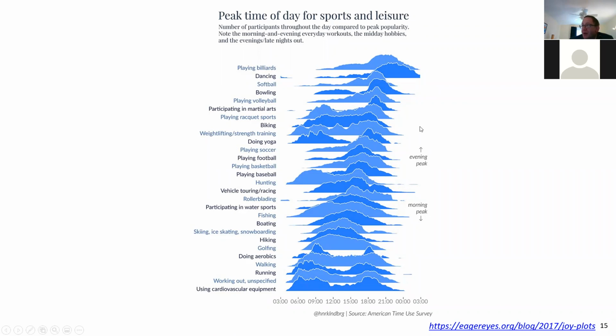Oh, and yeah, the evening peak ones are up here, the more morning peak ones are down here. So using cardiovascular equipment is down here. Running is down here. Everyone runs in the morning, it turns out. And playing baseball for some reason. No one plays baseball at night. That's really surprising, actually. Vehicular touring racing is up here. Yeah, you don't want to be doing that at night. Playing soccer is later in the day.